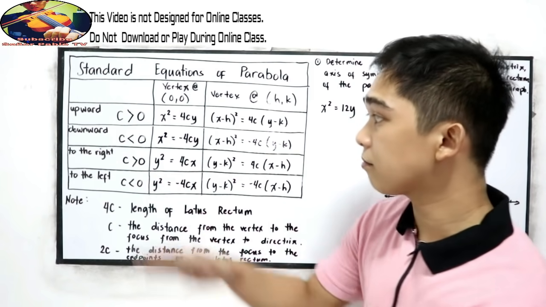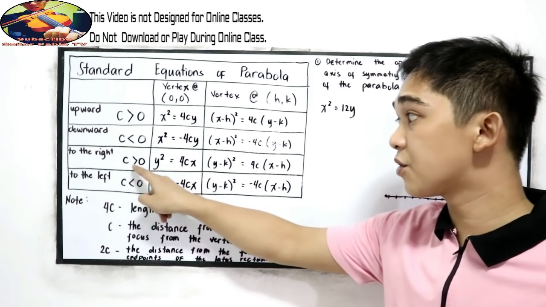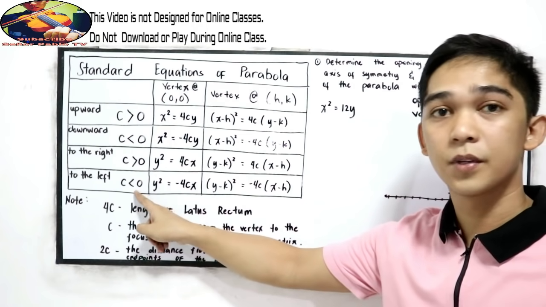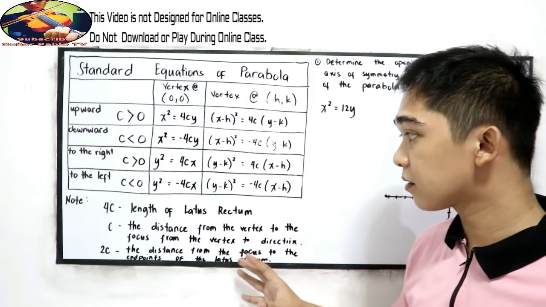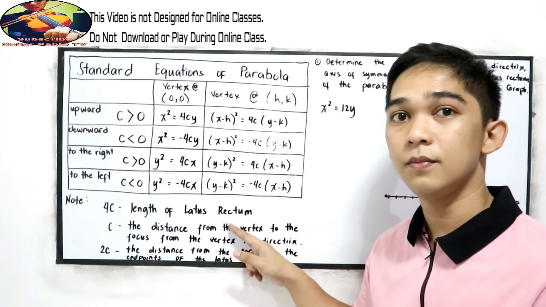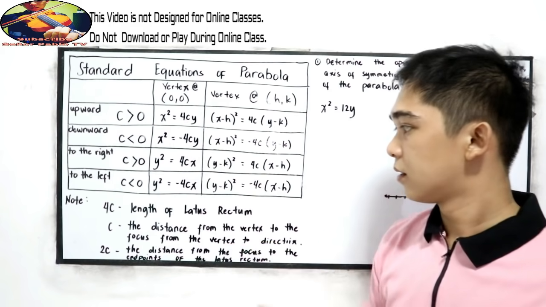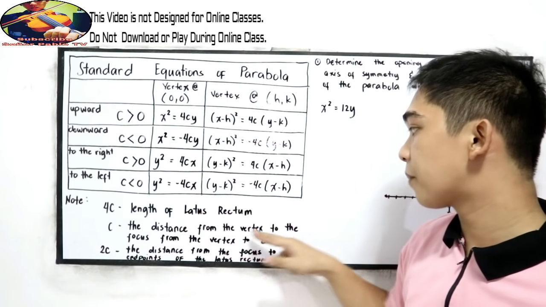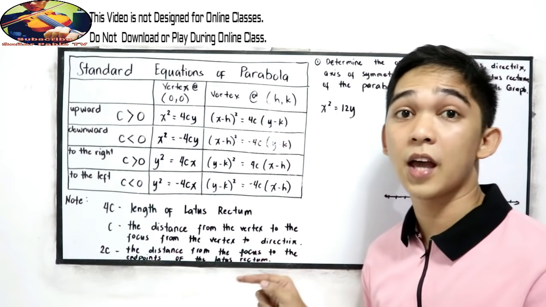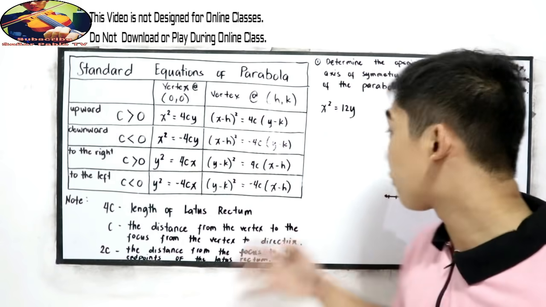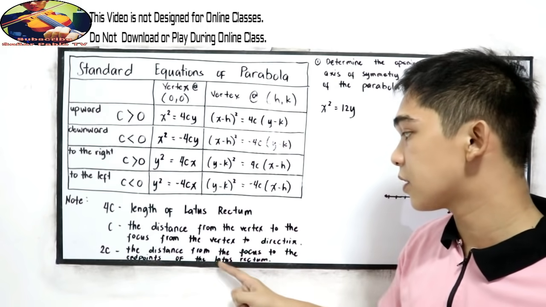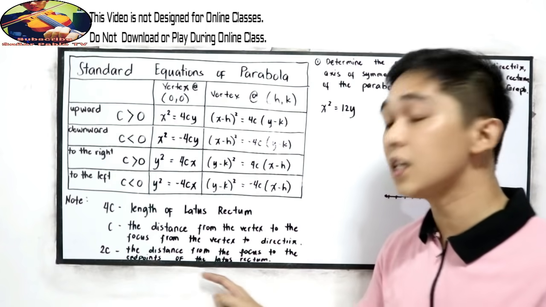And opens to the right if c is greater than 0, then opens to the left if c is less than 0. So we have different formulas here that we're going to use. 4c is the length of the latus rectum. 4c, this one. And c is the distance from the vertex to the focus, and from the vertex to the directrix. So later on, after graphing our problem, you're going to understand this. Then 2c is the distance from the focus to the endpoints of the latus rectum.